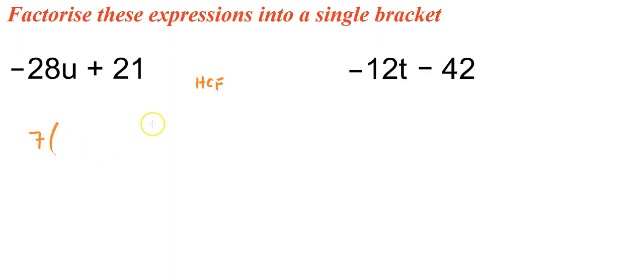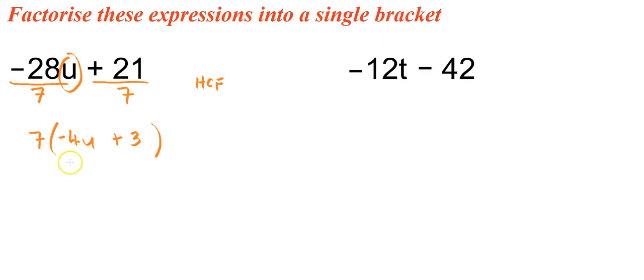And then our brackets. Okay, so now it's a simple case of, what is minus 28 divided by 7? Minus 28 divided by 7 is minus 4, and we don't forget about the u. And then we do positive 21 divided by 7. Positive 21 divided by 7 is positive 3. And so this should be our factorized answer.